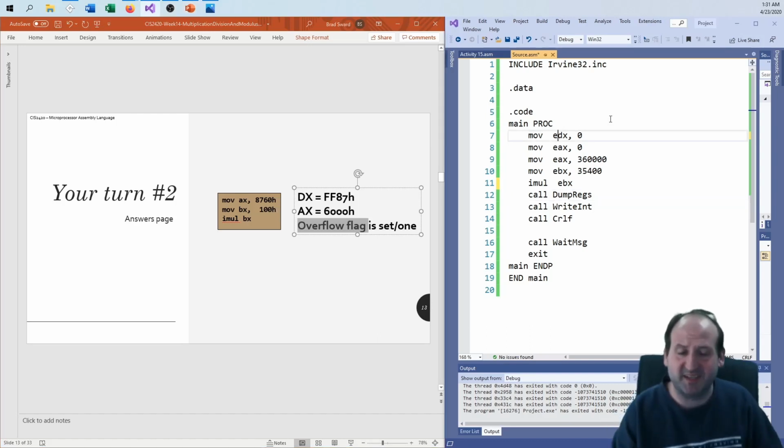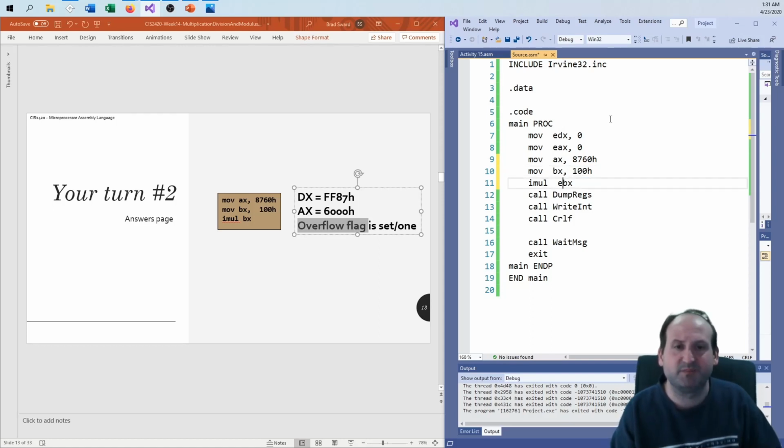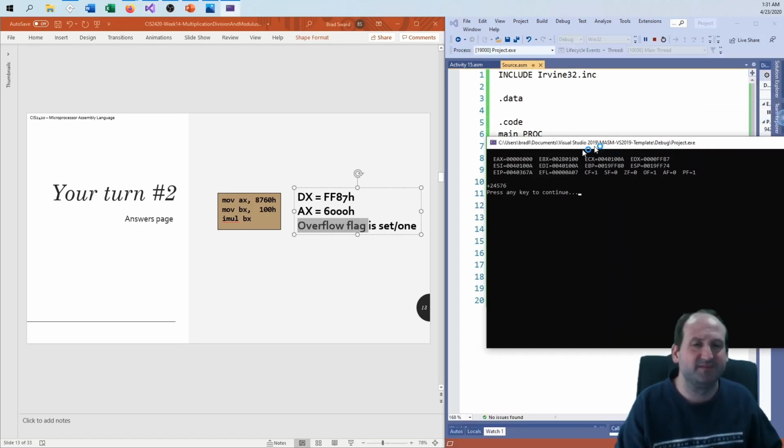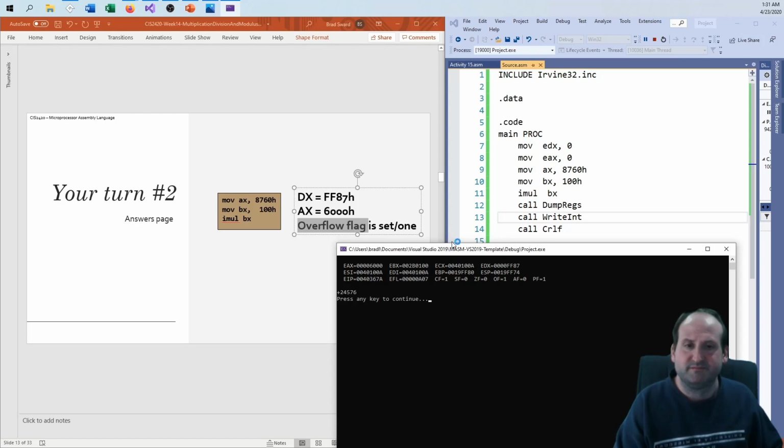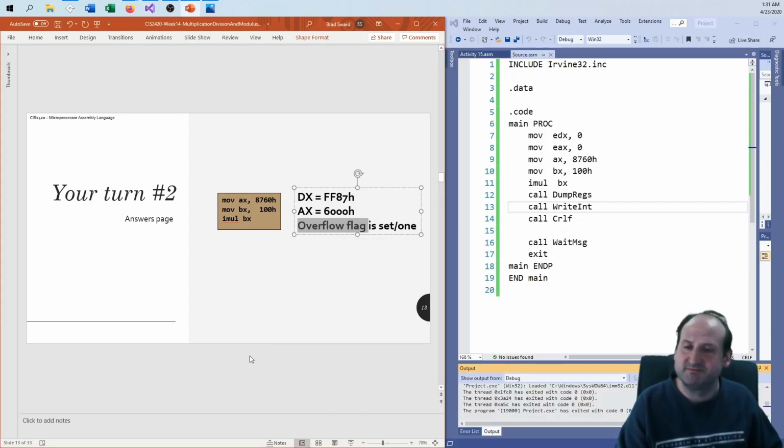So let's try again here. Let's just see what happens. I move into AX and BX, 8760 hex and 100 hex, multiply, do an imul with BX, call DumpRegs, and what do I get? So I get FF87 here in the DX. Remember, it's the low end, that's all I care about. And then here in the AX, I get 6000, like I'm expecting to. And then the overflow flag is set because there's junk inside the EDX register. And that's all there is to that. I mean, it really is.